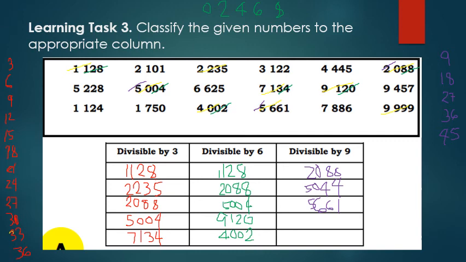Okay, so next. 7 plus 8 is 15, plus 8 is 23, plus 6 is 29. Okay, so wala po. 9 plus 9 is 18, plus 9 is 27, plus 9 is 36. So, ito siya. So, siya po ay divisible sa 9.